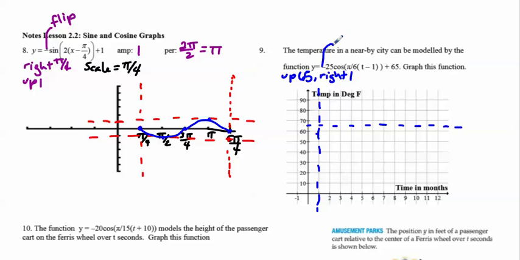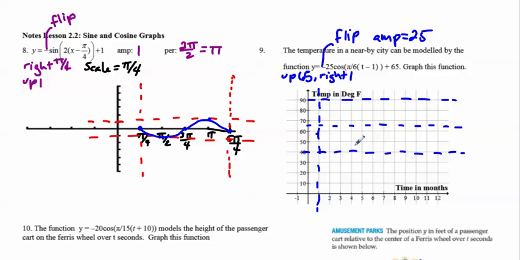Alright, the negative is a flip, and my amplitude is 25. So my maximum will be 25 above 65, so it will be at 90. And my minimum is 25 below 65, so that's at 40. So all the temperatures in this city are between 40 and 90 degrees.